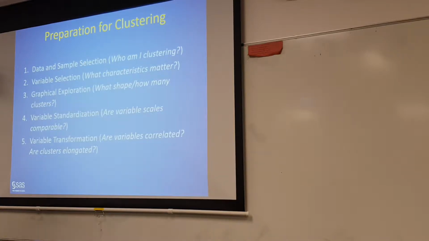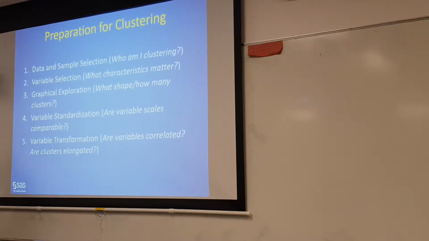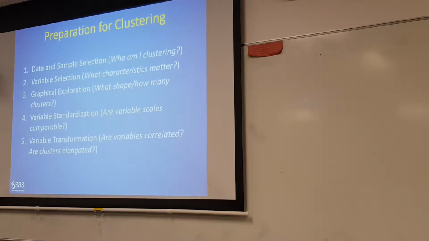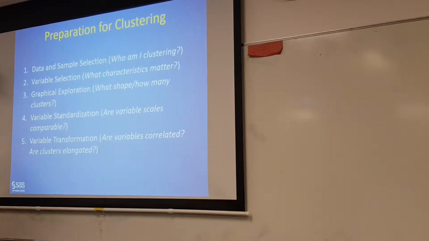What I ended with talking about is the importance of standardization. Are the variable scales comparable? Because if they're not, then we've got a problem. Those variables with a great deal of variation are going to be weighted a great deal more, and those with very small variation are not going to be weighted as much. So do we have to standardize or transform the variables? Transformation we won't get into a great deal, but it may actually help with the shape of clusters.